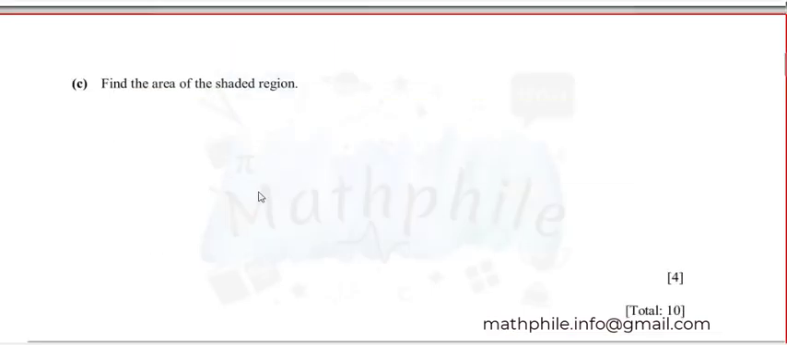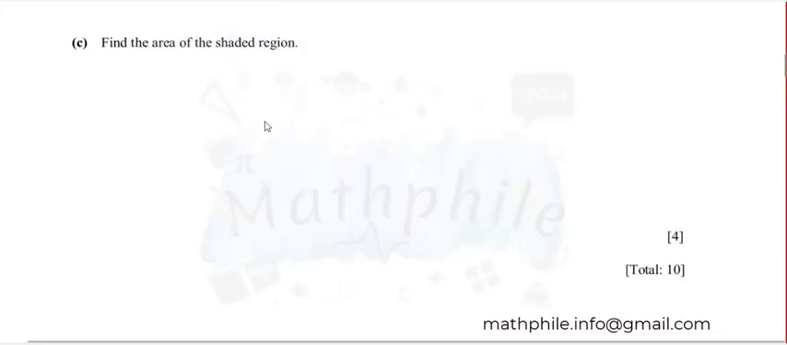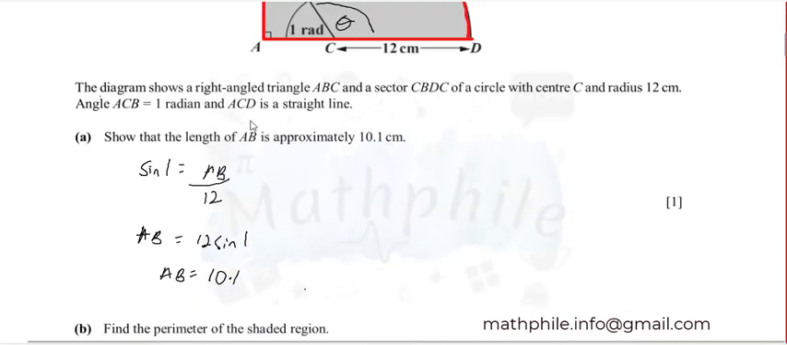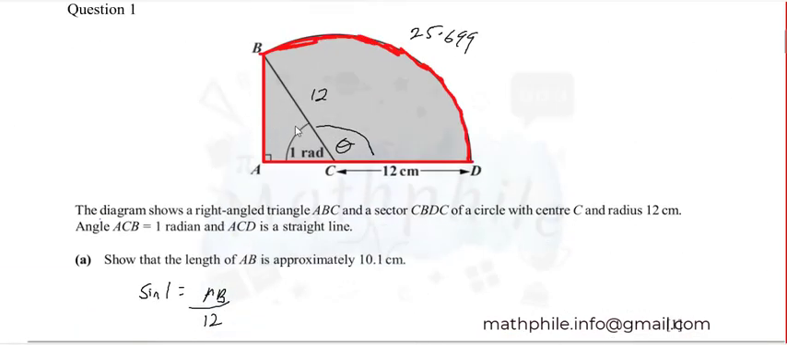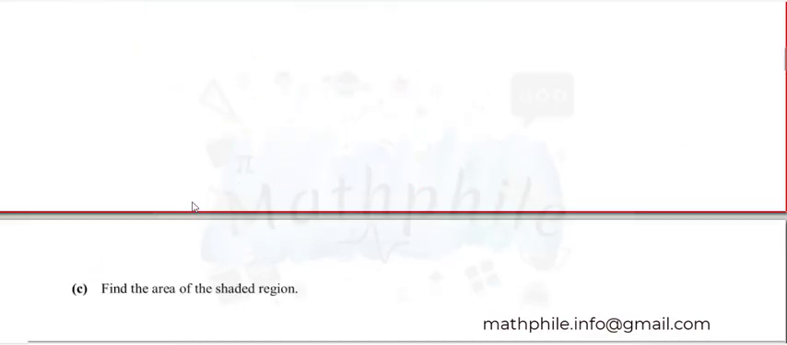Okay, so the next one to find is the area of the shaded region. So the area of the shaded region can be really interesting. We need to first find the area of the triangle, this triangle. Then we later find the area of the sector. So we have everything to find the area of the triangle. We've got AB, we've got AC. So area of the triangle, let's do that quickly.